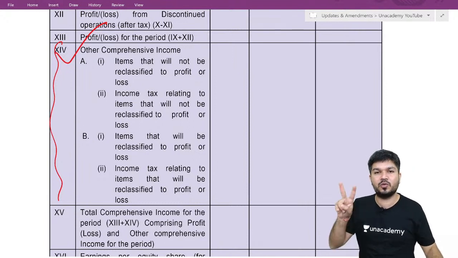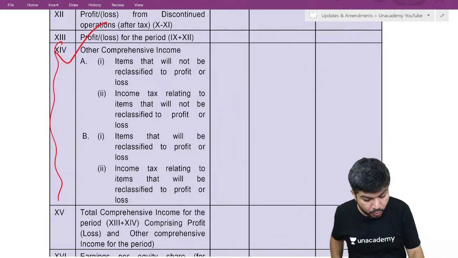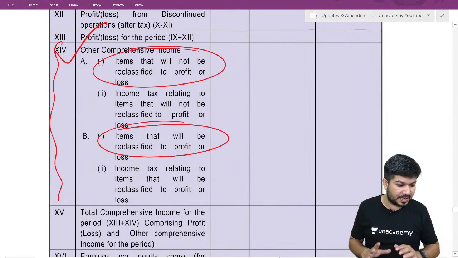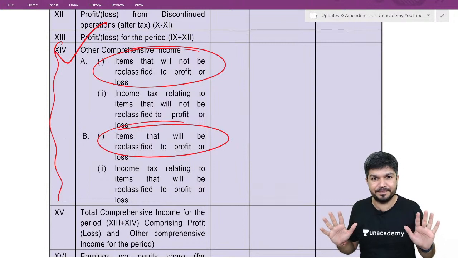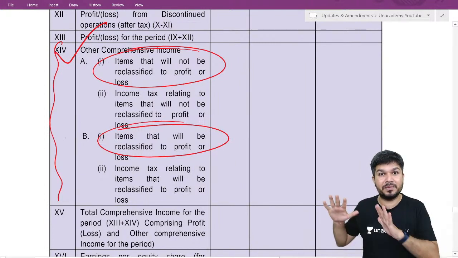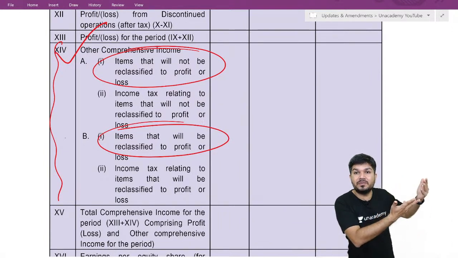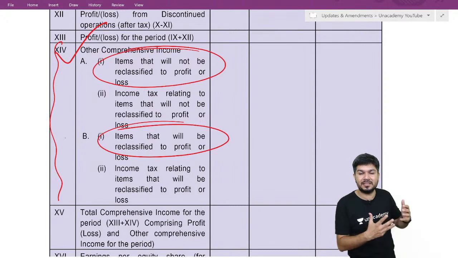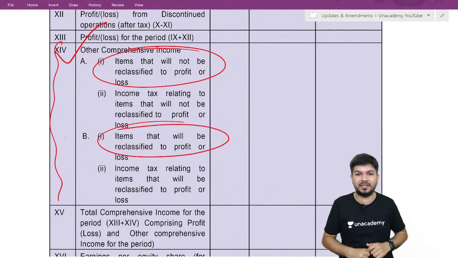In OCI there are two things: items which will not be reclassified to P&L, and items which will be reclassified to P&L. Now sir, what are these? Items not reclassified to P&L means, see, they are items coming in OCI today. From OCI they are accumulated in other equity. Afterwards when they are realized, like when PPE is sold off and the revaluation reserve is realized, it is removed from revaluation surplus and directly transferred to retained earnings.